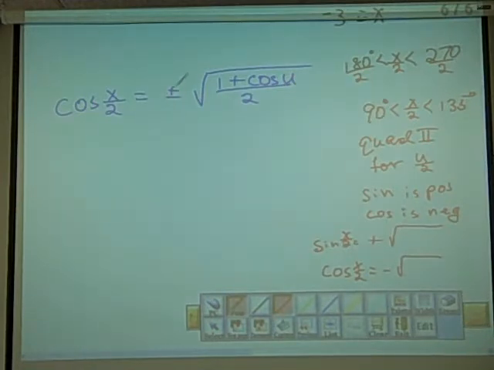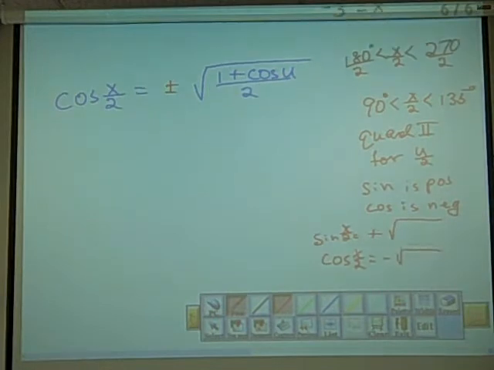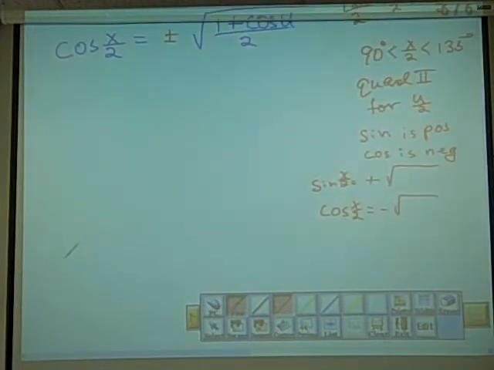up here we're going to use cosine x over 2, but we know that because we're in quadrant 2 for u over 2, we're going to use a minus. Square root 1 plus cosine x over 2.